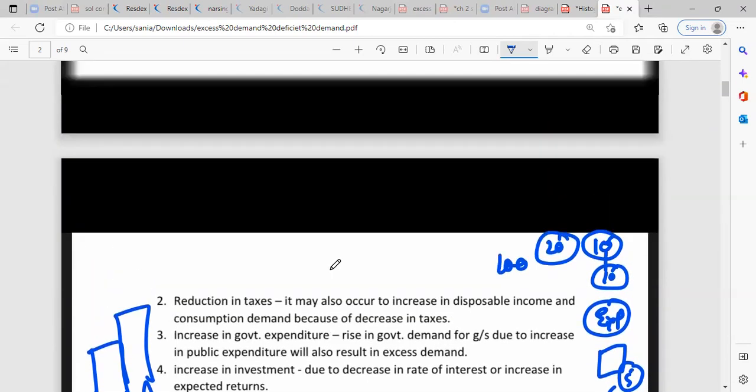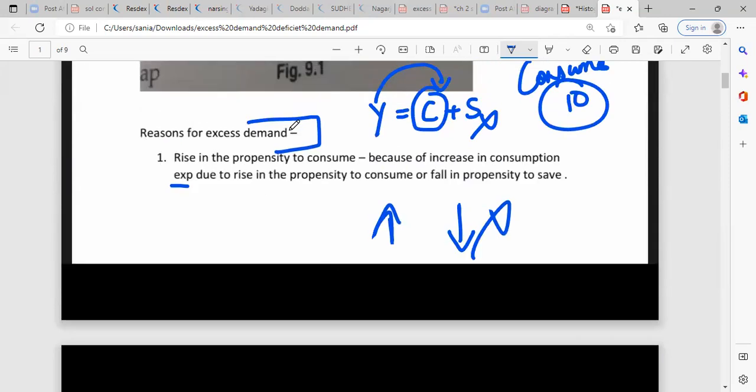Clear, students? Reasons why there is excess demand? Yes, ma'am. Okay, so you will write hashtag reasons for excess demand, then write the first point, then I'll scroll it down for the next point.